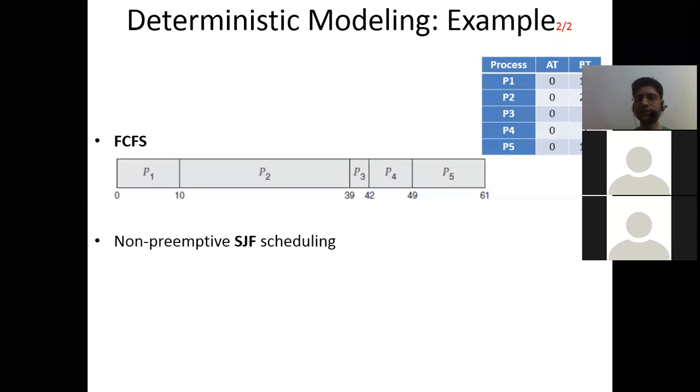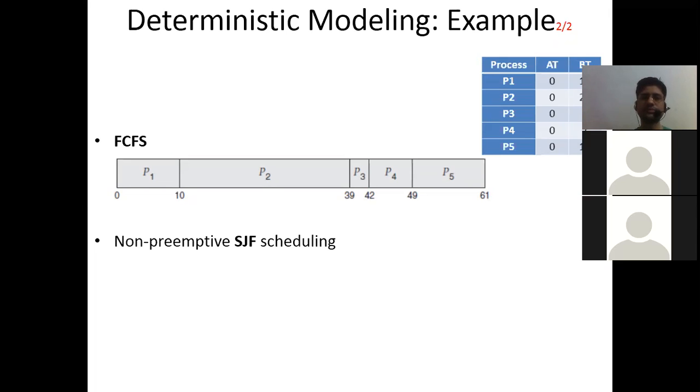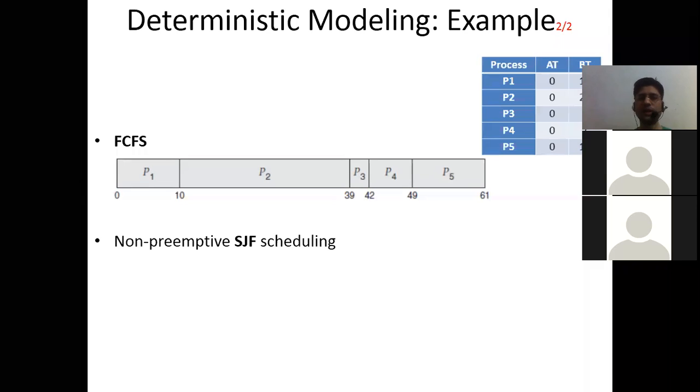Now go for non-preemptive SJF, non-preemptive shortest job first. Come on. What is the meaning of non-preemption? Non-preemption means once you find the shortest job, you cannot preempt it; you have to finish it. If you have selected the shortest job first, then the second shortest job, and then the next, okay.